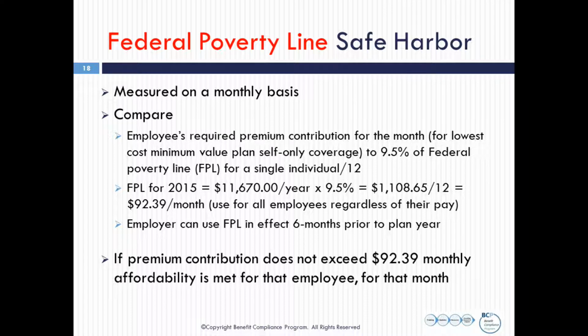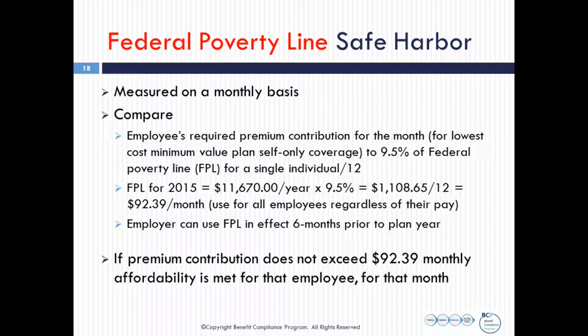Now the last safe harbor is the federal poverty line. If you can use this, if you meet these provisions, this is going to be by far the easiest method for you. And for any of you who are paying 100% of the single premium, you will meet this guideline. So this is measured on a monthly basis. You are going to compare the employee's required premium contribution for the month, lowest cost, self-only coverage, to 9.5% of the federal poverty line for a single individual, divided by 12.